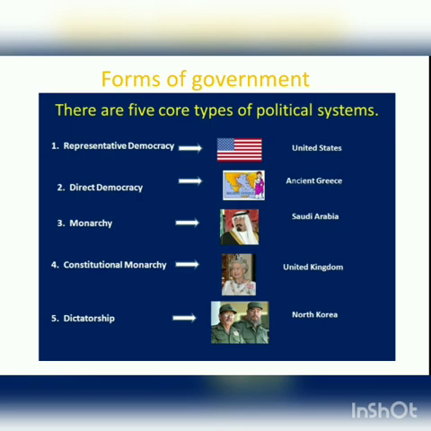Now, there are 5 core types of political systems. Representative democracy, example is United States. Our country is also an example of representative democracy. That is, we elect our leaders who administer the nation on behalf of us, that is, on behalf of the common people.